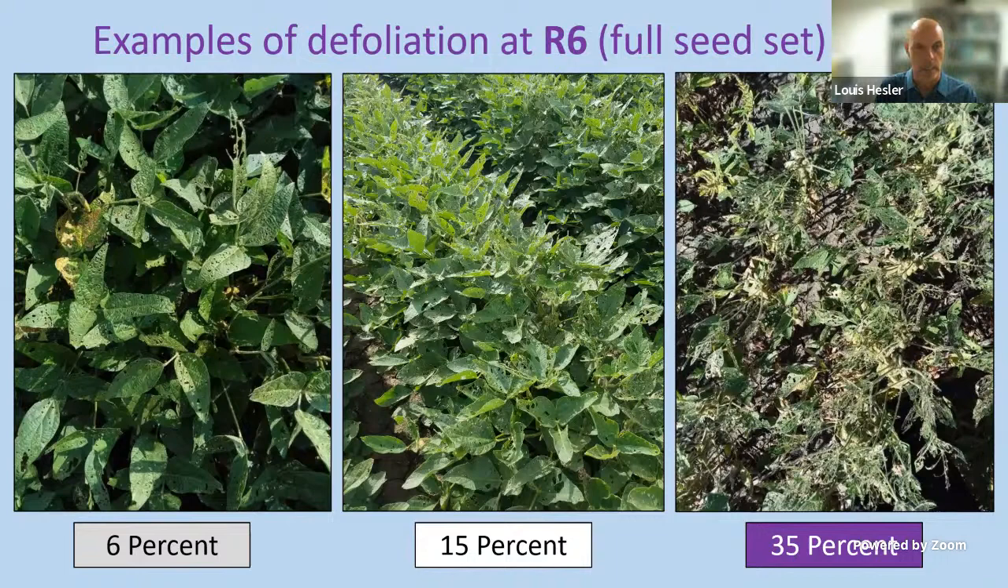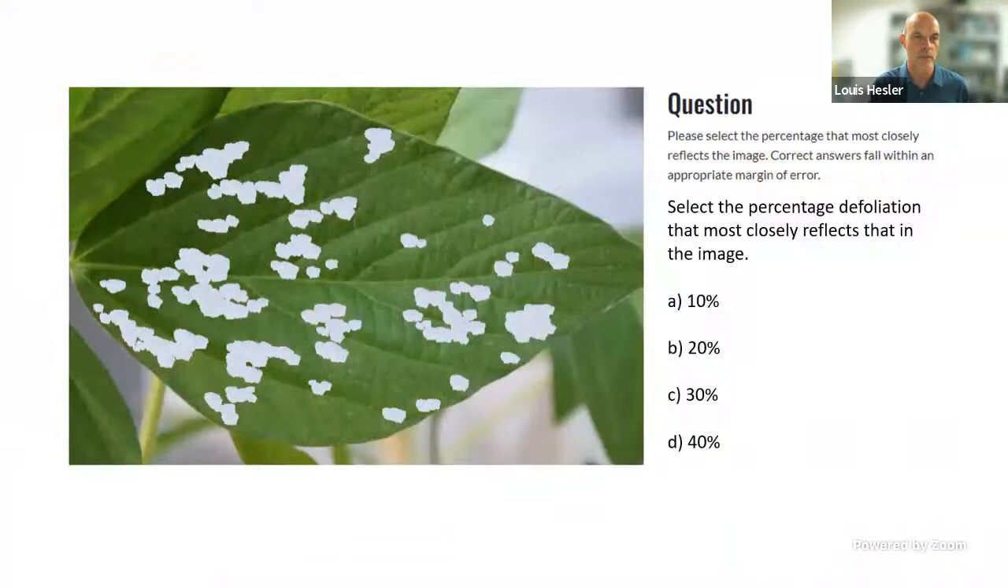So that sets the stage, and I'm going to give us a couple of questions here. I don't know whether we're going to use a poll or the YouTube chat. We'll just figure it out as we go. But we've got a couple of scenarios where I'm going to ask you to participate and respond with your estimates of defoliation in a couple of pictures that I'll show you of soybean leaves being defoliated. We can use a poll, okay? We can use a poll.